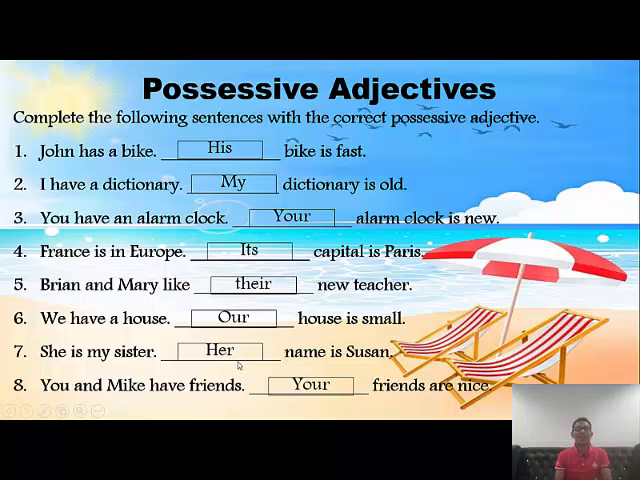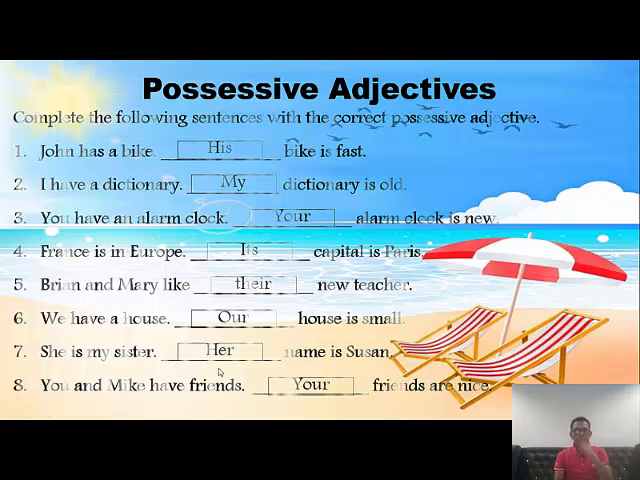And the last, number 8, you and Mike have friends. Your friends are nice, because it refers to you and Mike. So you can say your friends are nice. So it is your friends, not my friends. Okay? All right.